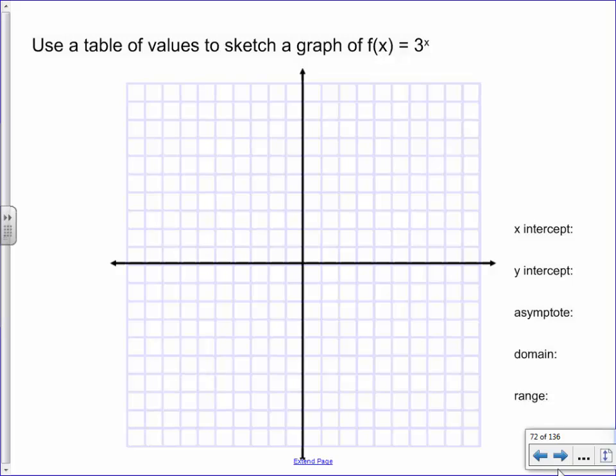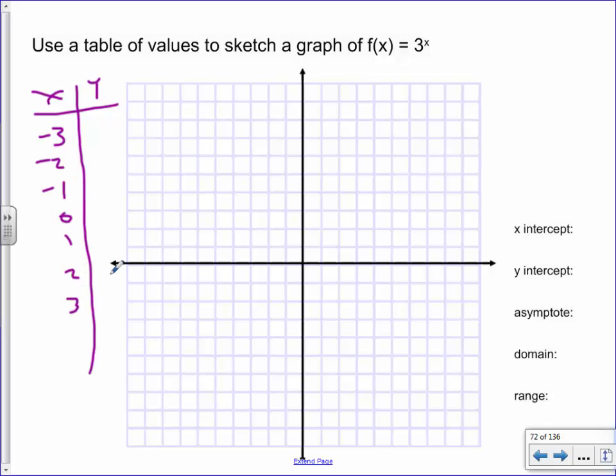I'm going to go through this one a little faster. We're going to do 3 to the x. And I'm only going through this process to show you the very, very slight differences. There are very few differences, actually. So I'm just going to do an xy table of values again. And I'm going to go from -3 all the way up to 3.